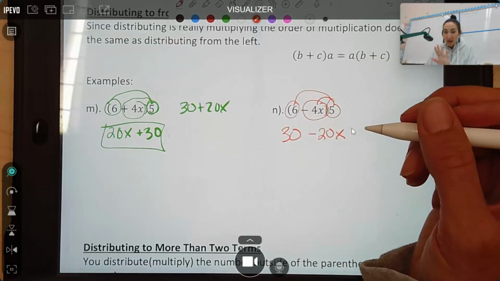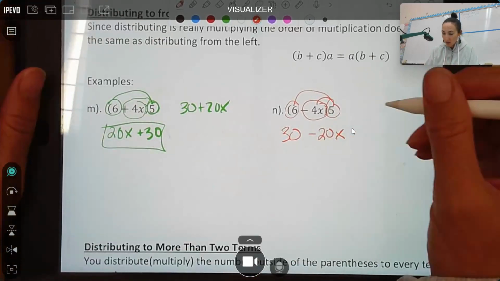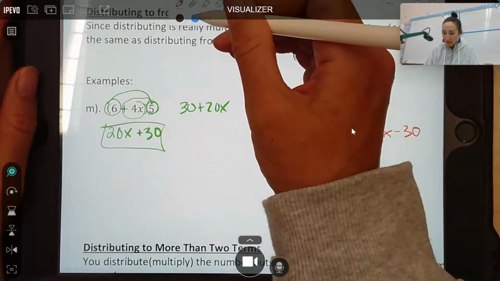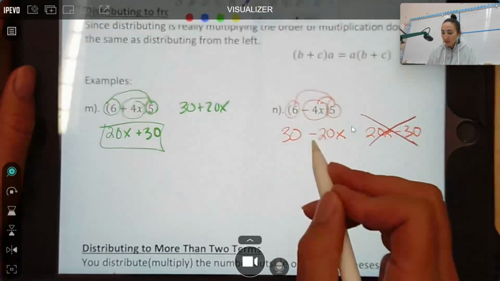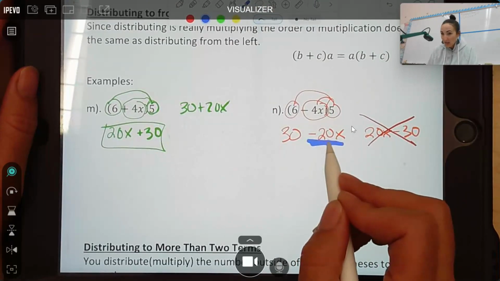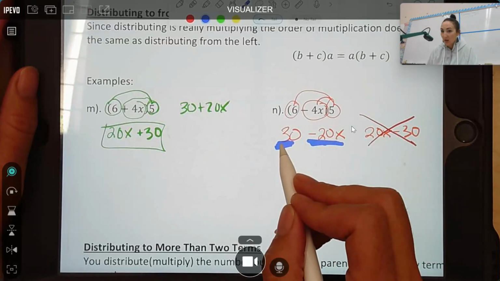Now here, I can't just switch places. What I cannot do, I cannot write 20x minus 30. That would be incorrect. Okay? The sign in front of the number stays with it. We have minus 20x. That's a negative 20x. This is a positive 30. It's got a positive 30.